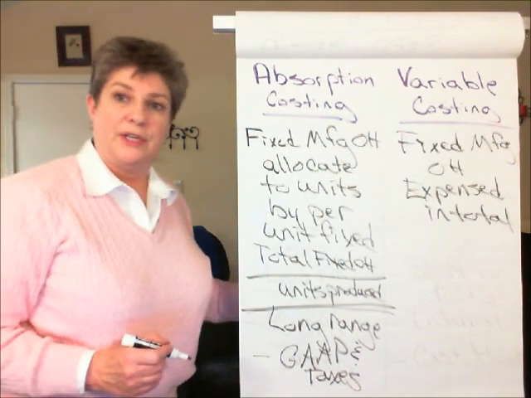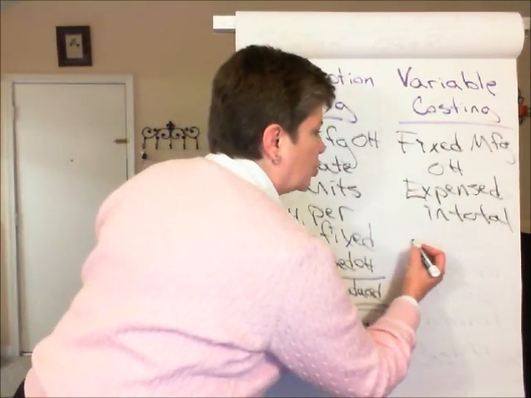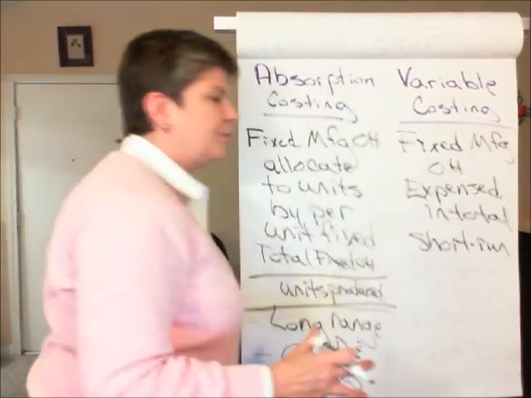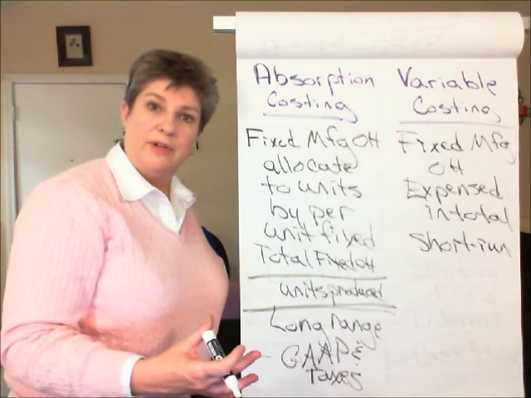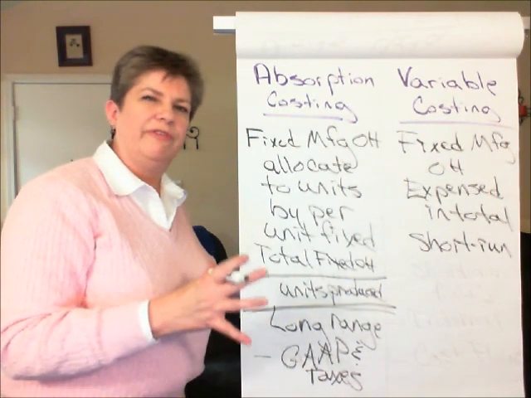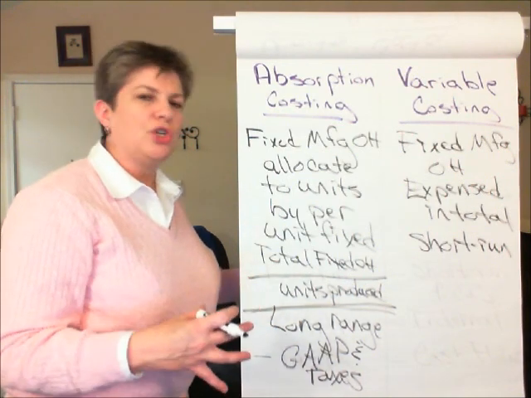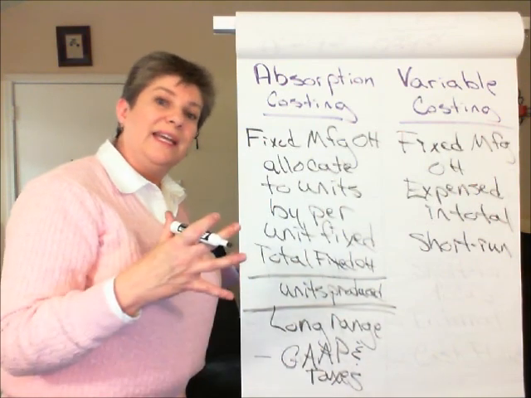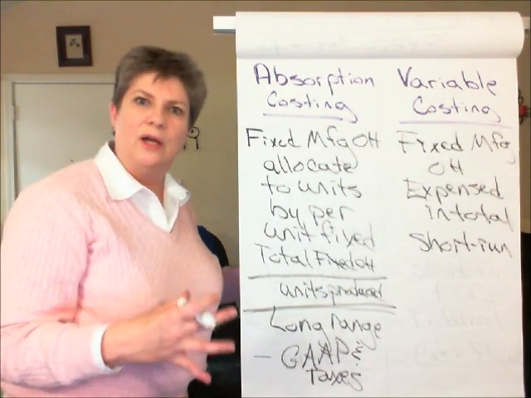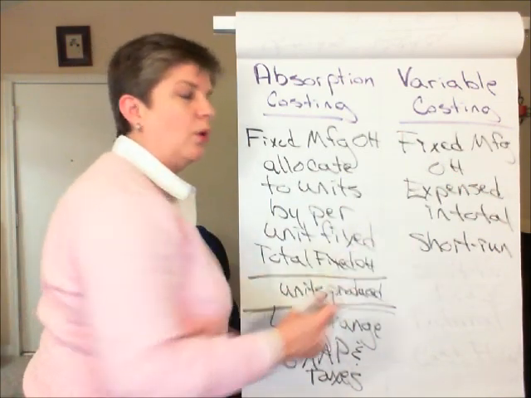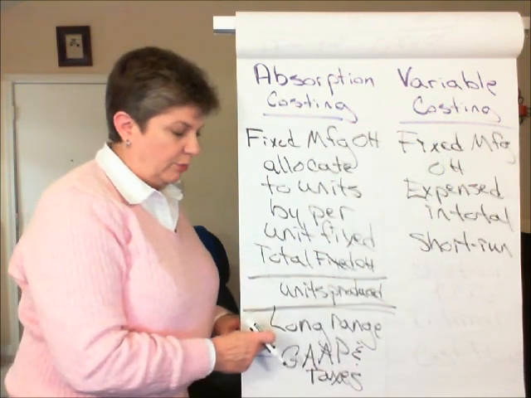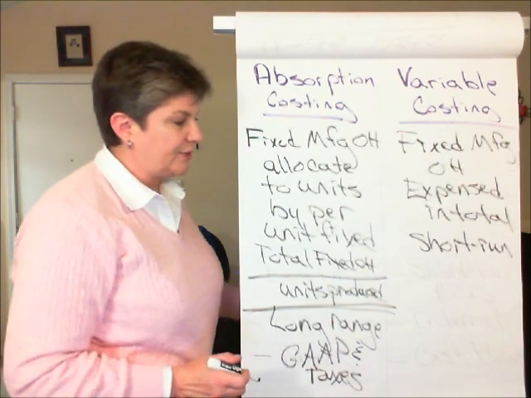Now, variable costing, on the other hand, is more of a short-run focus. This period, we're going to incur X number of dollars for depreciation, X number of dollars for rent. So the focus is on this period. And how should we treat that cost in setting prices in this period, in estimating how many units we need to sell in this period, and so forth. So it's a short-run focus. And because it is a short-run focus, we cannot use variable costing for GAAP or for taxes.